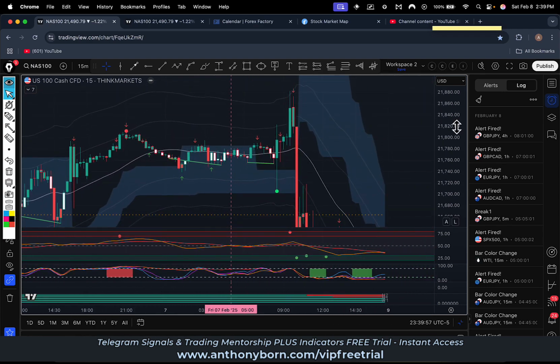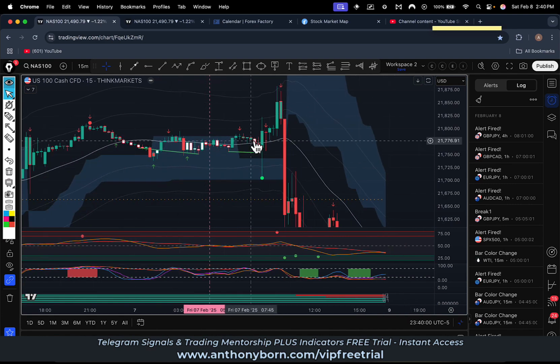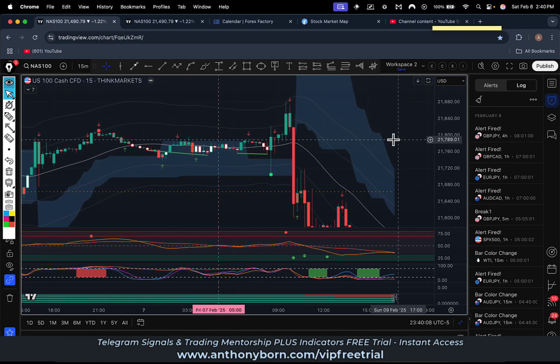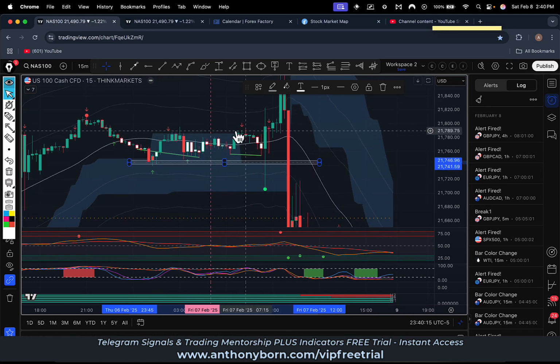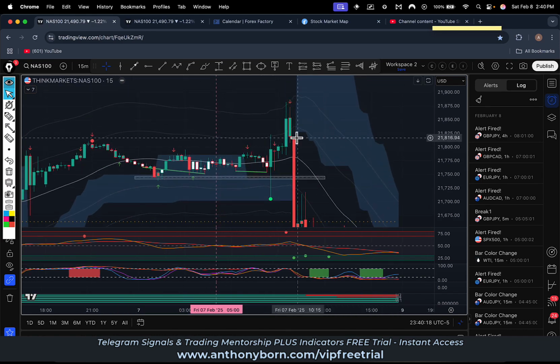So what we're looking for here is the break of structure. We're just looking for the bearish candle to kick off, or break of this low. It's a pretty simple strategy. There's your break of structure there. The break of the range. A bit of a stop run.